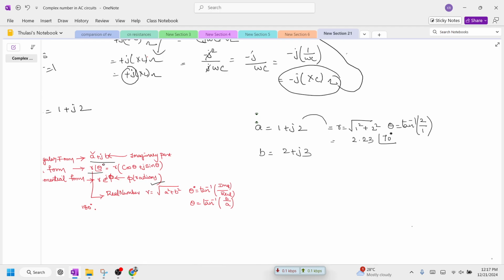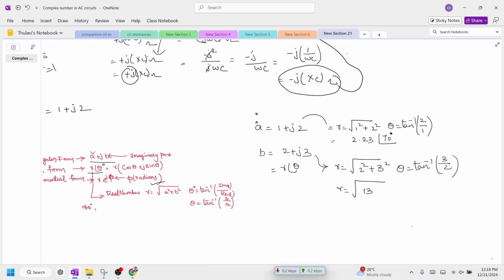So this also we want to represent in the form of r at an angle theta, which is the polar form. In polar form you can write r is equal to root of 2 square plus 3 square, and theta is equal to tan inverse of imaginary part by real part, which is 3 by 2. So r is root of 2 square plus 3 square. 3 square is 9, 9 plus 4, which is nothing but root 13.